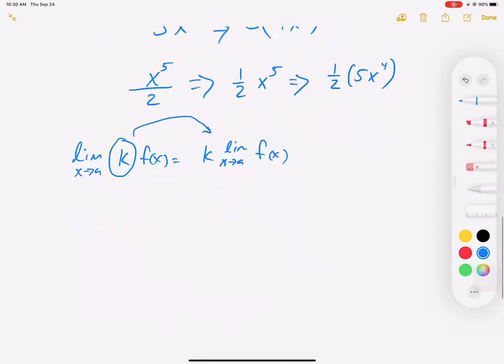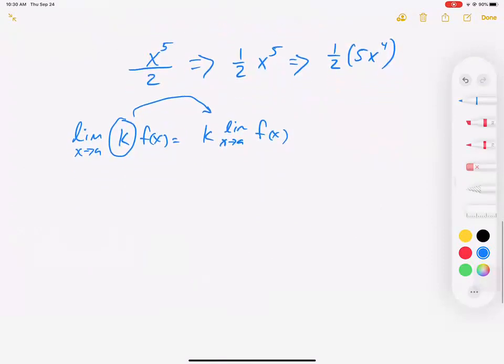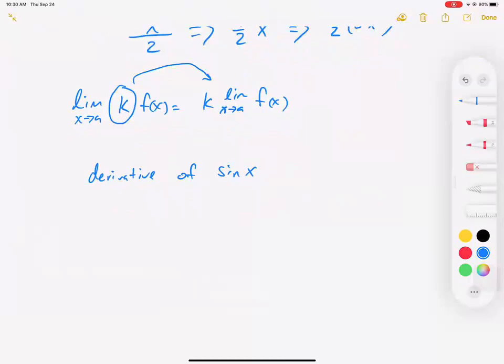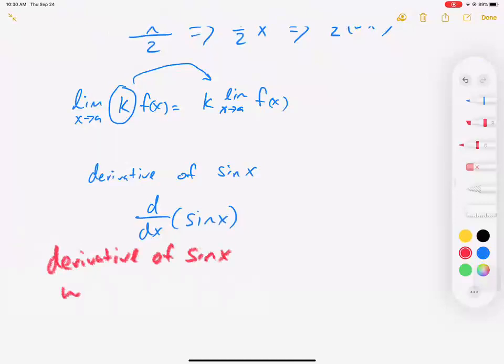Okay, so I'm gonna throw this in there. What if I gave you this? Here's a definition of another derivative that you have to memorize. The derivative of sine x. Another way for us to write a derivative now is this notation, d over dx of sine of x. This is the derivative of sine of x with respect to x.